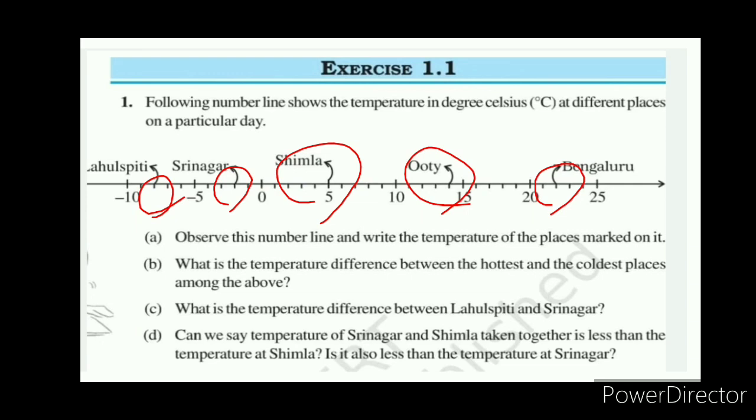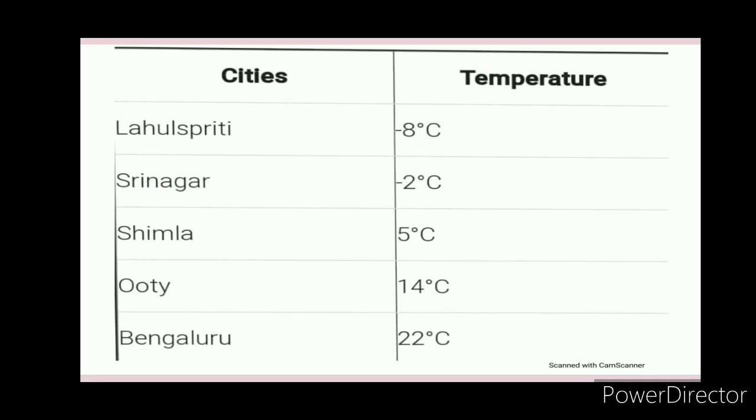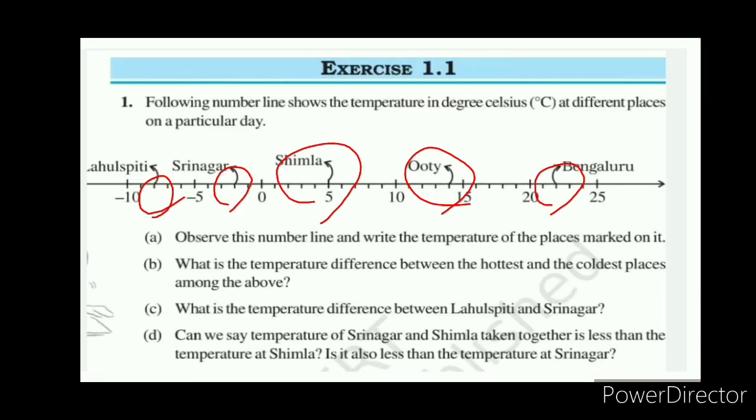First question is that only. Observe this number line and write the temperature of the places marked on it. This is the answer for first question. Next, what is the second question? What is the temperature difference between the hottest and the coldest place among the above?